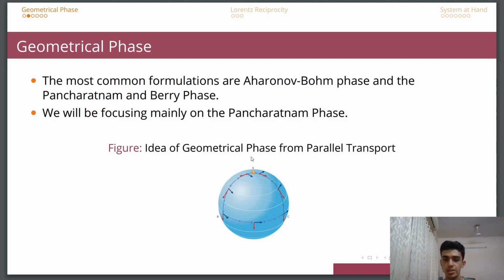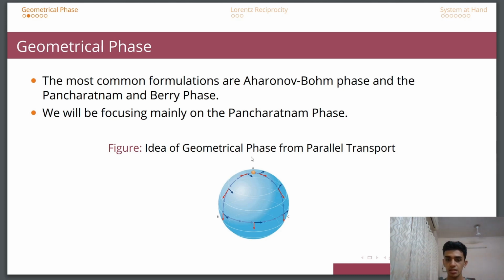Now the key point to notice here is that when it comes back to A, it's actually 90-degree rotated from its initial position. This might seem very astonishing because if I'm on a plane and I do the same thing, I'll end up back where I was. So this idea of the phase that it has picked up is known as geometrical phase.